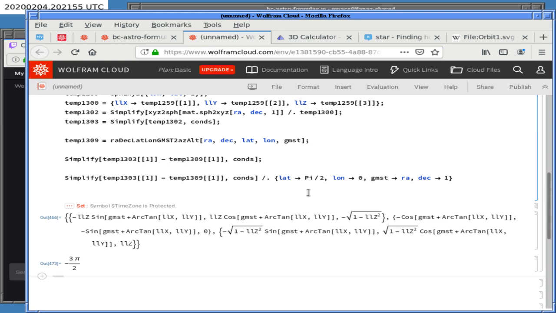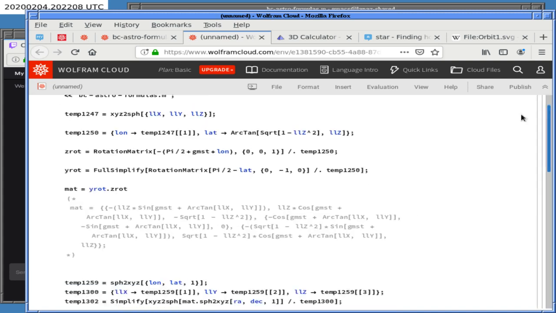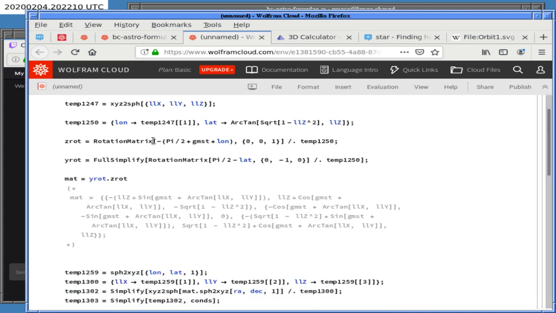And we are back. Okay, so that was a pretty embarrassing mistake. Right at the top here, when I did my z rotation, GMST plus longitude is local sidereal time. And I guess I somehow biffed the minus sign.